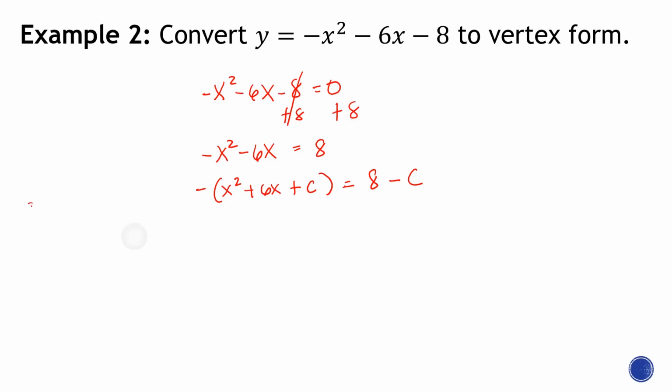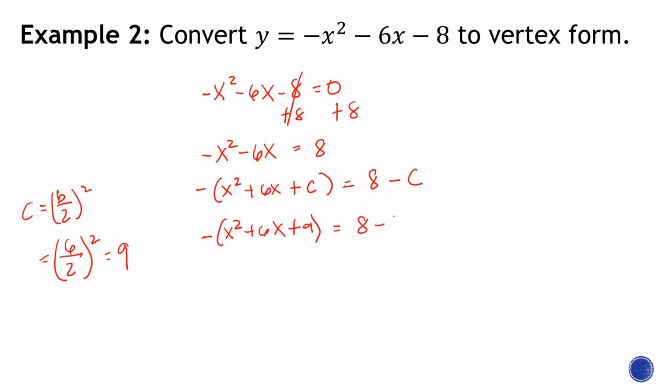And then we will solve for c. It's b over 2 squared. Our b is 6, divided by 2 squared, that's going to be 9. So minus x squared plus 6x plus 9 equals 8 minus 9. Right? And then I'm going to factor x squared plus 6x plus 9. It's a perfect square trinomial, so it's going to be x, whatever the sign of the middle term, that's plus, and then the square root of 9, which is 3 squared, equals negative 1.